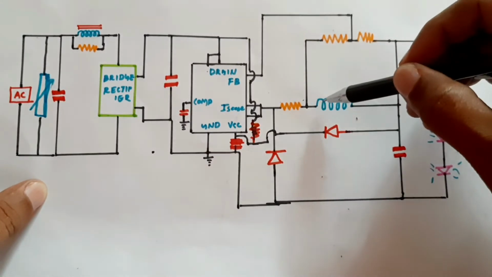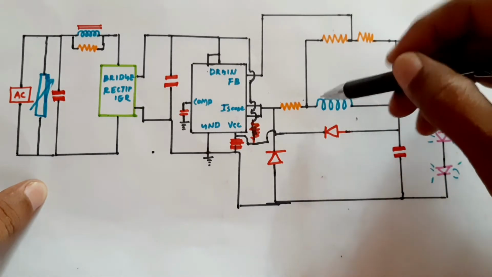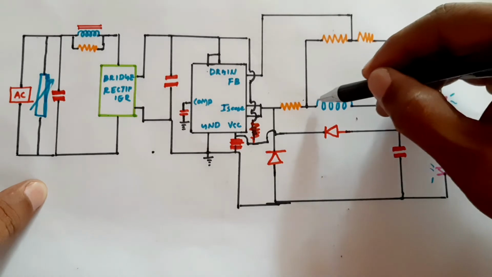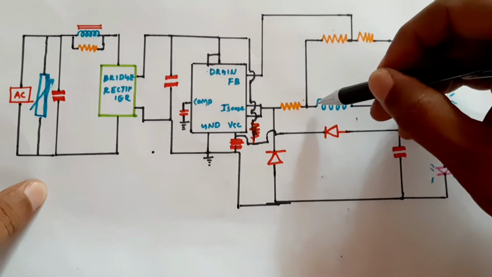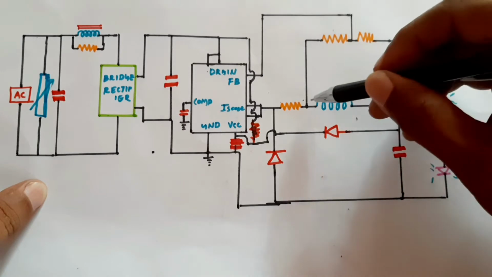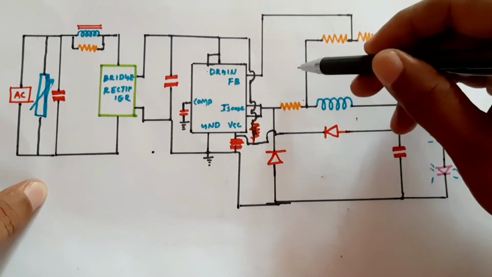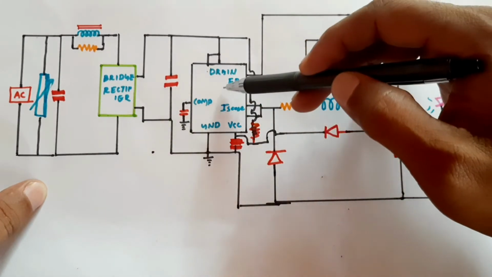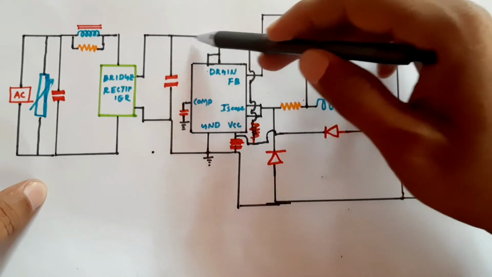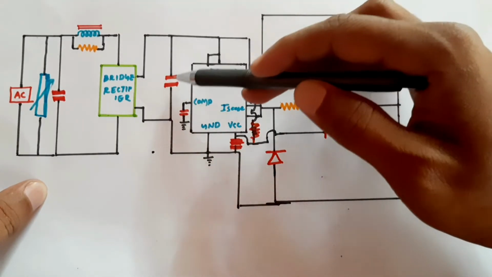And as the inductor value is low in critical conduction mode, the critical conduction mode means the value of the inductor will be very small. A very small inductor value means there will be a high rate of change of current. The rate of change of current will be high. That means each time the transistor is on, a large amount of current is drawn from this capacitor.